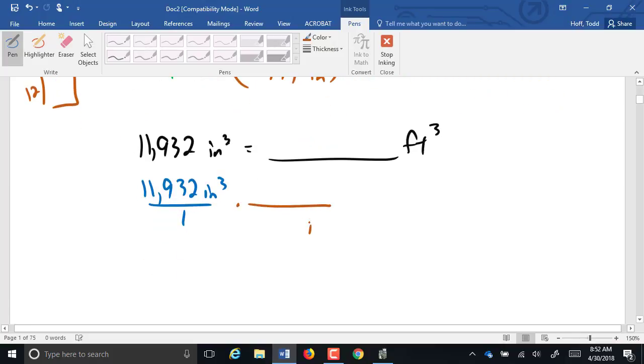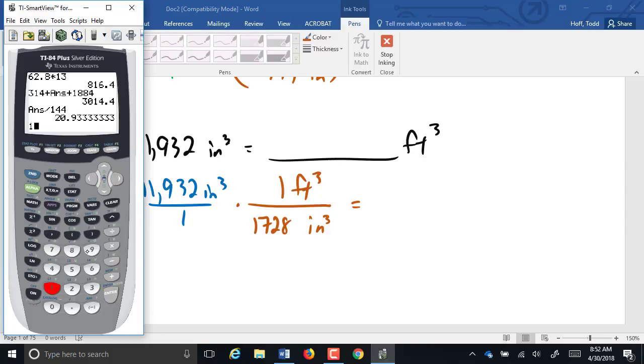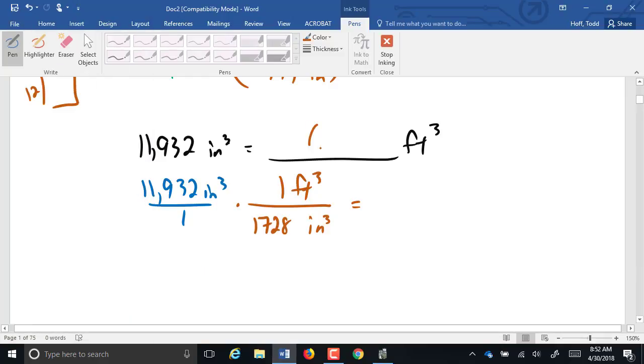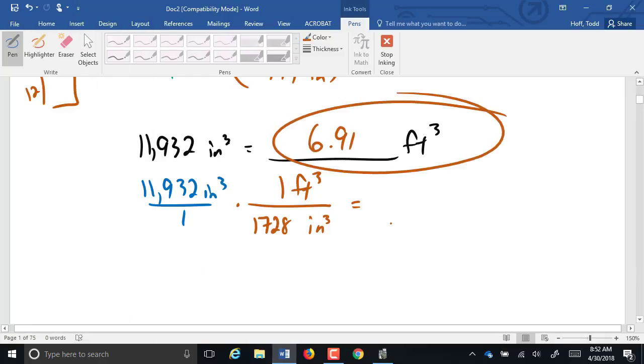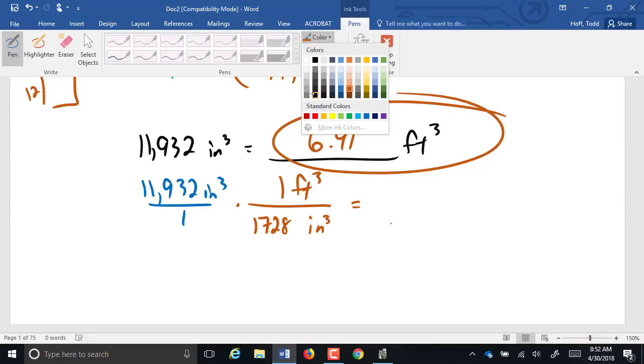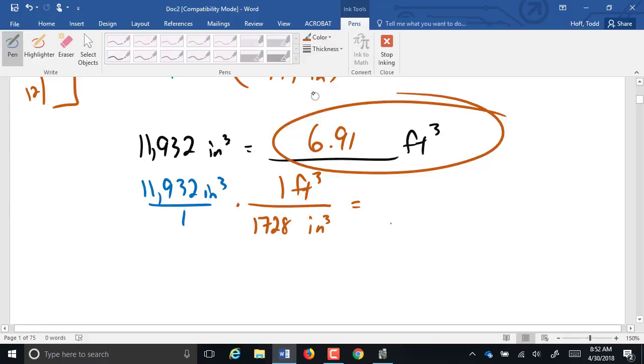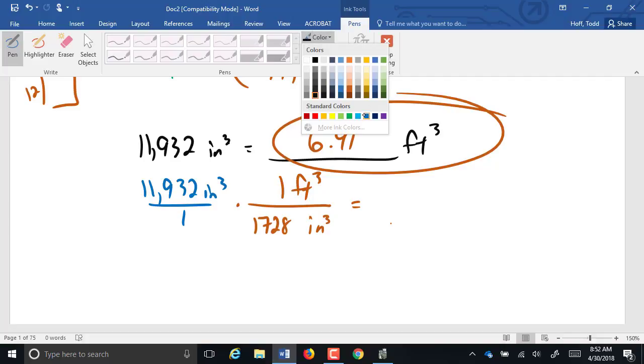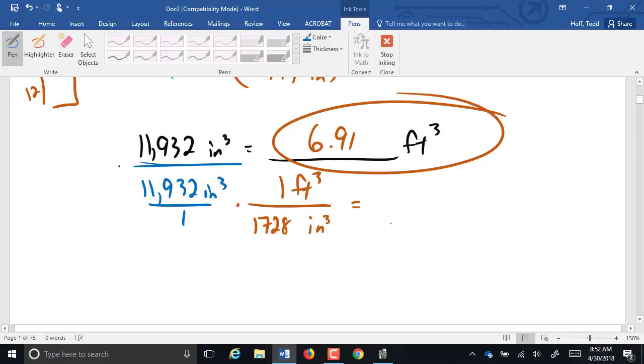Twelve times 12 times 12, yes. So 1 cubic foot is 12 times 12 times 12, or 1,728 cubic inches. .91 cubic feet. So almost 12,000 cubic inches. Sounds like a lot, but it's really under 7 cubic feet. What do you think?